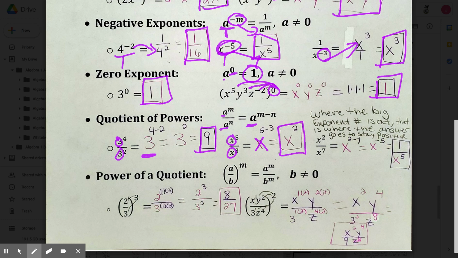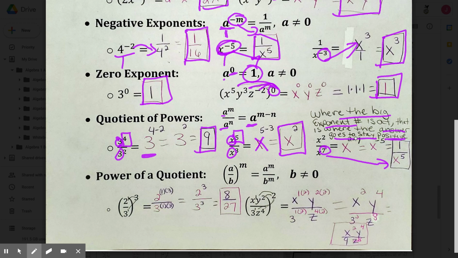Now, in both of these cases, our exponent numbers in our numerator were bigger than the exponent numbers in our denominator. So that's why our answer stayed in our numerator. In this last case, if you notice, the 7 in my denominator is bigger than the 2 in my numerator. So you're still going to subtract 7 minus 2 and get 5. But in order to be positive, it has to stay in my denominator. So basically, where your big exponent number is at, that's where your answer has to stay in order to be positive.